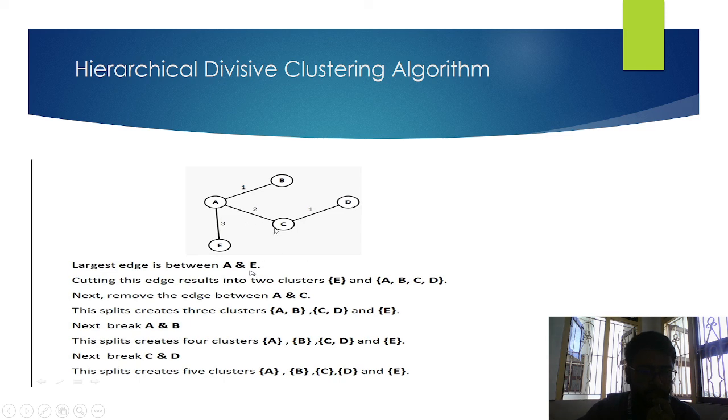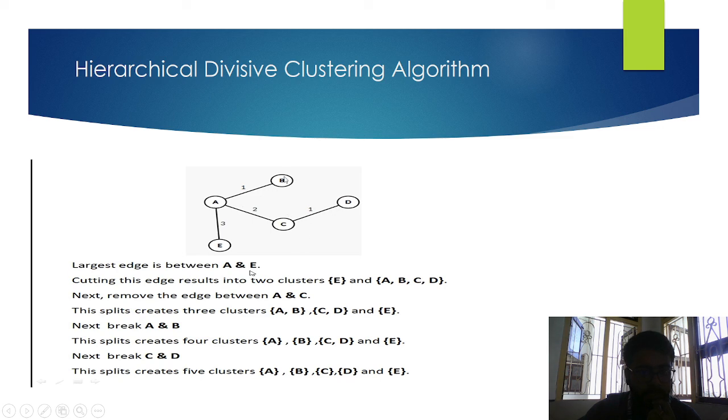Now three clusters are formed: AB, CD, and E. We have to continue this process until all the objects have their own cluster. So every single object should have its own cluster. Then what is the next largest?